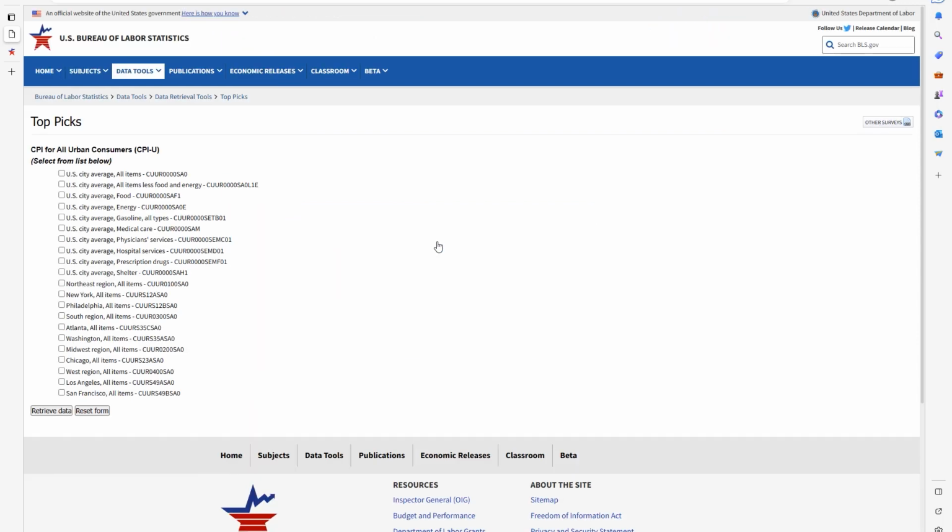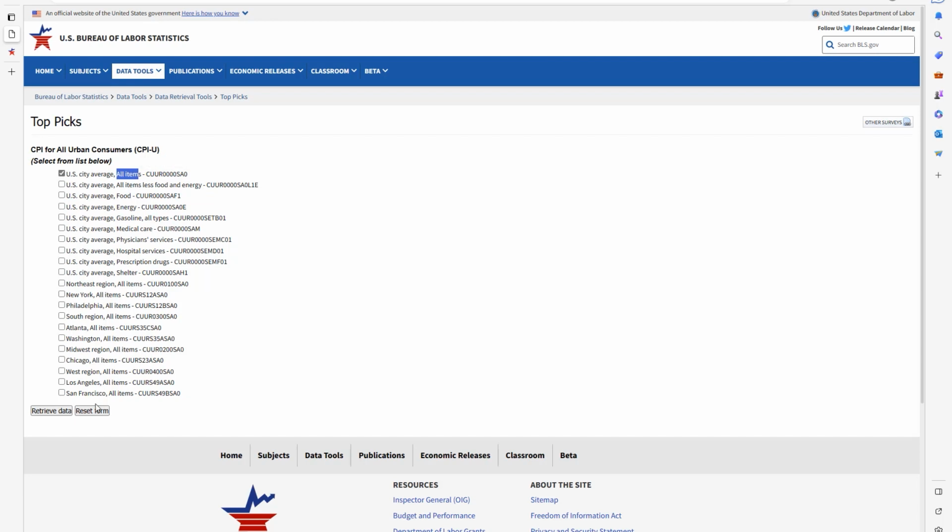Note that the CPI is not only calculated for all items and all urban consumers, but you can also have more detailed series, for example, if you're interested in medical care, energy, food, prescription drugs, etc. There are many different categories and also many different regions. You can choose those series that you need. So let us use the all items. Note that we also have the all items less food and energy. That would be the core inflation, whereas here we have the headline inflation.